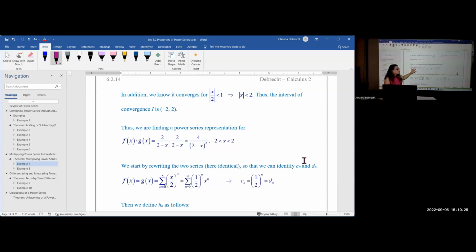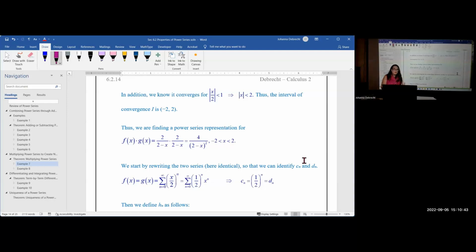So f times g is going to be the product of 2 over 2 minus x times itself, which gives us 4 over the quantity 2 minus x squared, between -2 and 2.